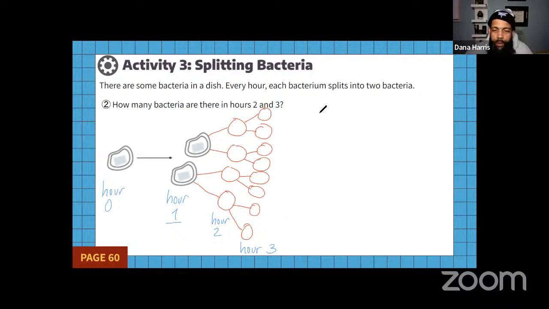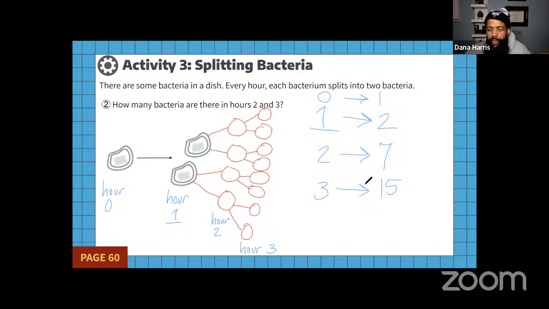So let's do hour 0, we had 1 cell. Hour 1, we had 2 cells. Hour 2, if we count all these new ones, 1, 2, 3, 4, and then 5, 6, 7, because we have to count the ones that were there already. Hour 3, we count that 7, and then we add 8, 9, 10, 11, 12, 13, 14, 15. So there are 15 cells in hour 3. There are 7 cells in hour 2. And we can continue this pattern on and on like Erykah Badu.